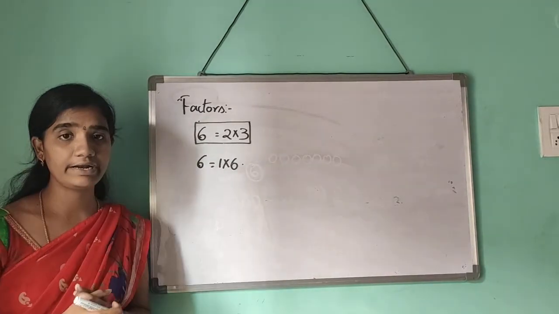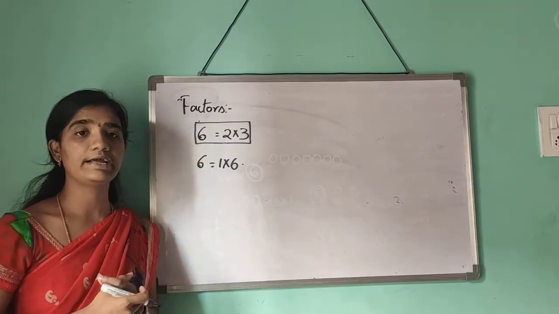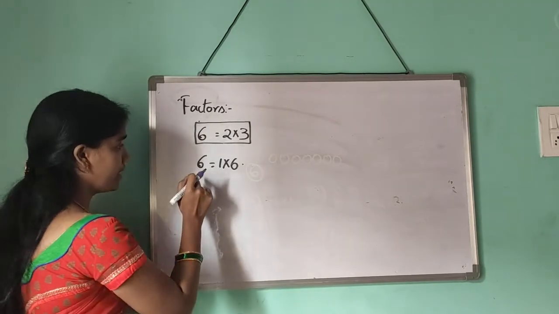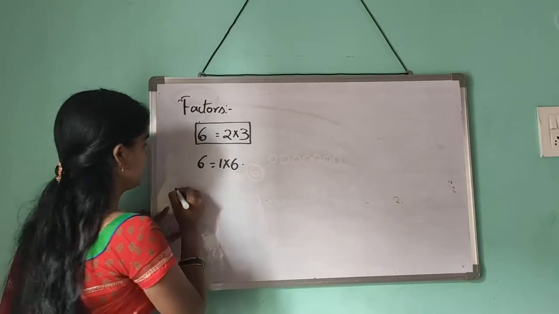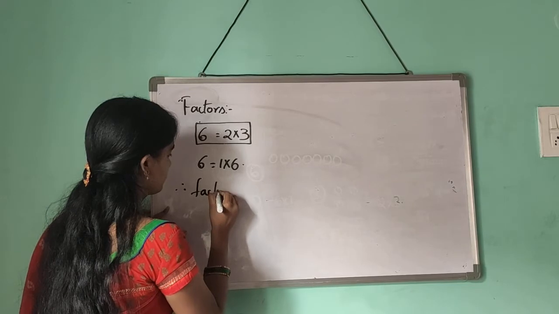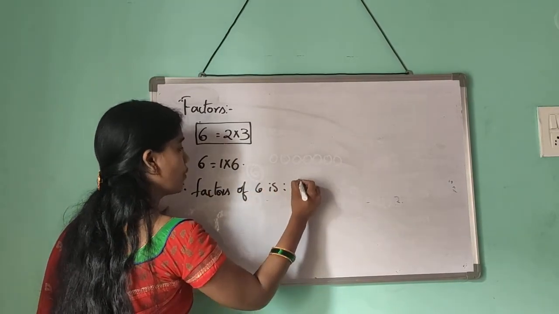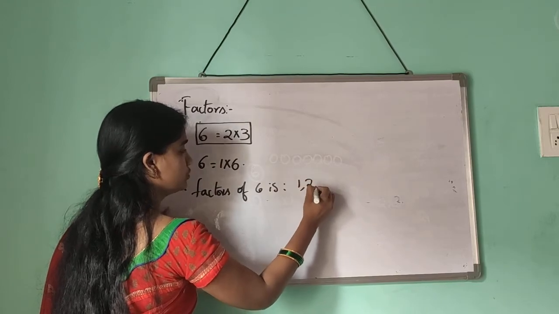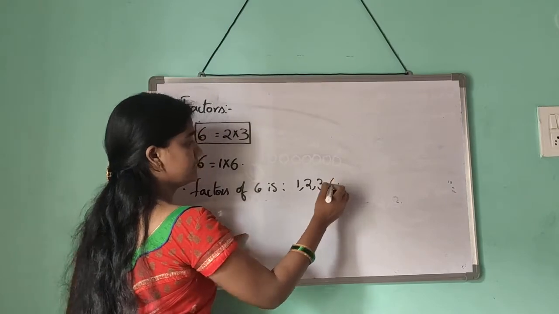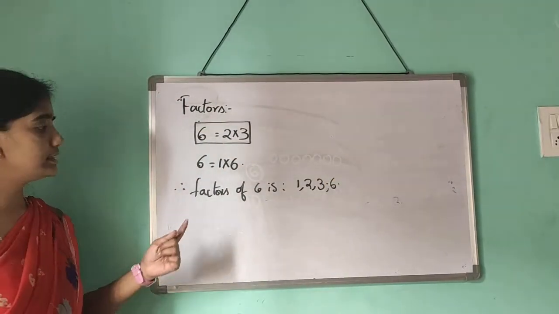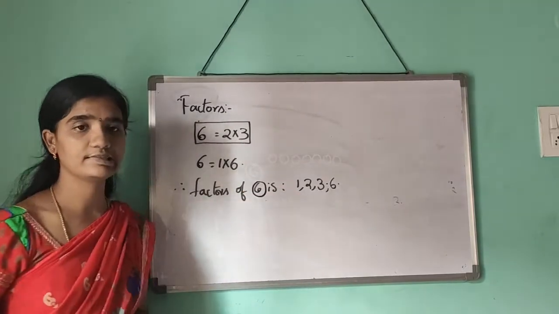Because they divide 6 exactly and completely. So 1 and 6 are also factors of 6. So the factors of 6 are 1, 2, 3, 6. These are the factors of 6.